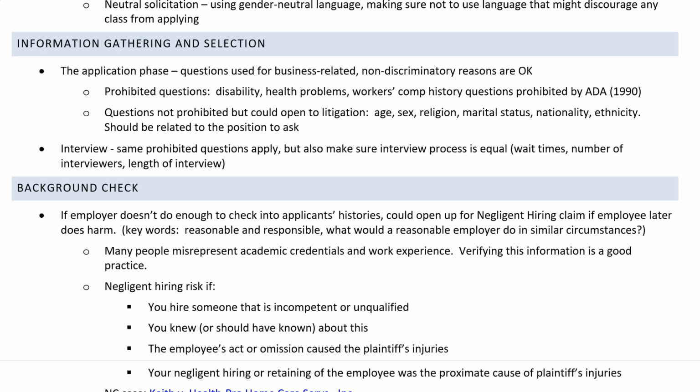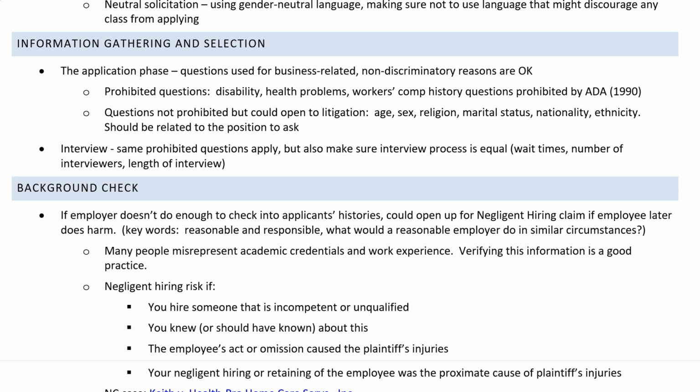So first, the prohibited questions are asking in this phase about a person's disability, or if they have one, asking about any health problems they might have, asking about workers' comp claims history.